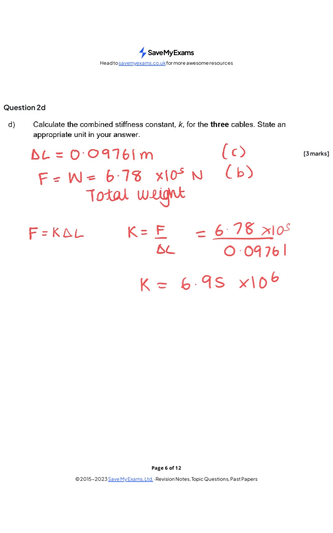And it does say to give an appropriate unit, so it's going to be newtons per metre. And we can work that out because force is in newtons, and our delta L is going to be in metres, so it will be N/m, or Newton metre minus 1.